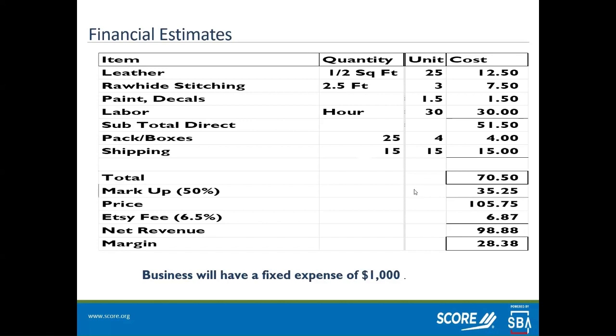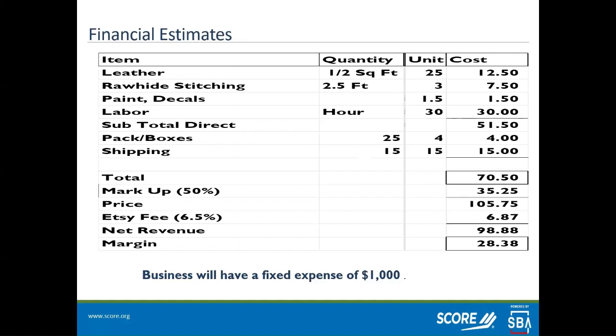Stitching, decals, labor. Labor, I use $30 an hour. And we could discuss what that is or how that's derived, but I'm just assigning, for purposes of illustration, what a labor cost would be, and I'm using 30. Shipping. So we end up with a total cost of about $70.